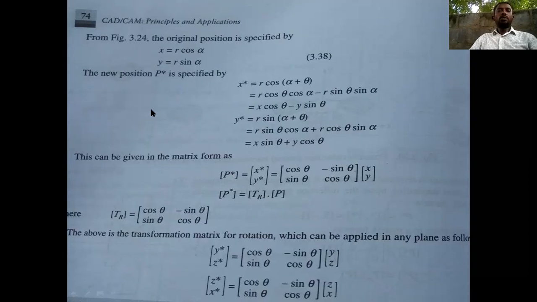So this is the new position. P star is specified as the new position, while x, y is the initial, original position. So x sin theta plus y cos theta is nothing but the new position.